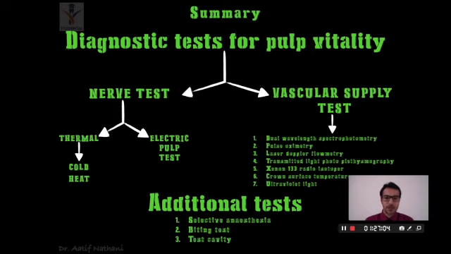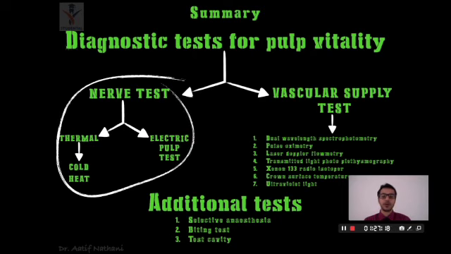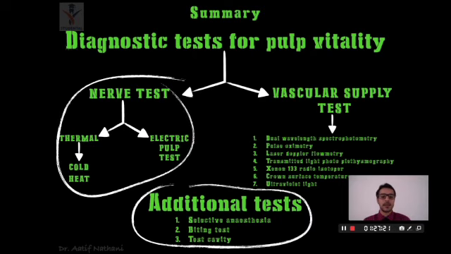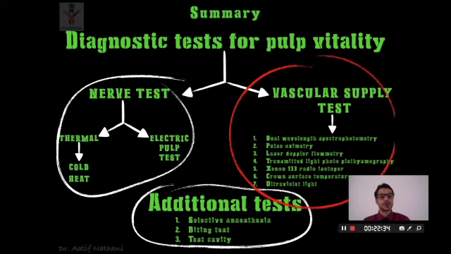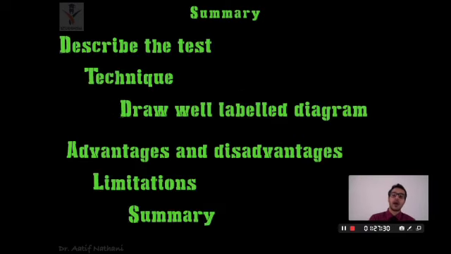When you're writing on paper, I would suggest that if you can, draw a well-labeled diagram like this, and you can give an explanation of what you are going to explain in your paper. You need to explain the additional tests in detail, and if this is a 5-mark question, you need to at least write down and enumerate these vascular supply tests. After this, each and every test should be described properly, the technique should be described. If you can, draw a well-labeled diagram to describe them, write the advantages, disadvantages, limitations, and a small summary to summarize your question.